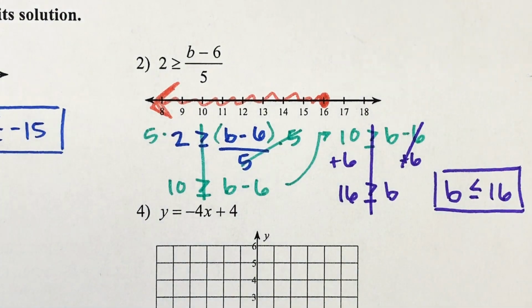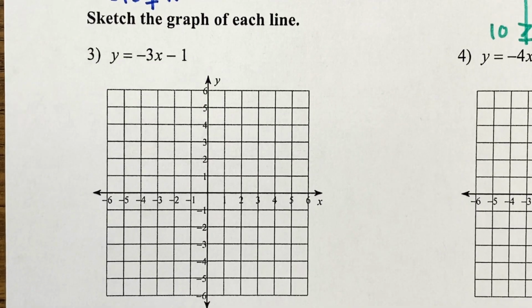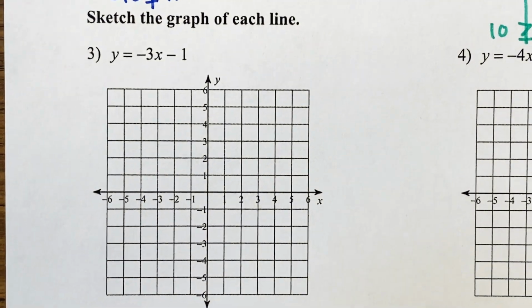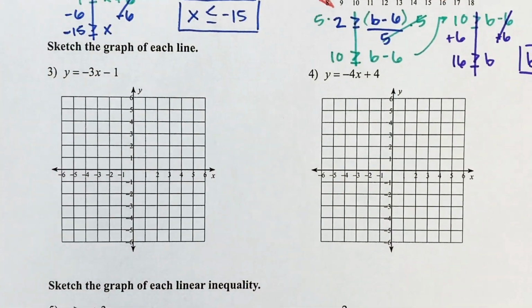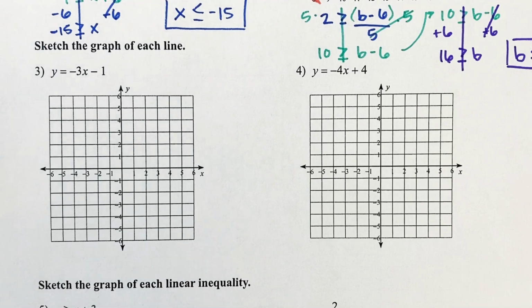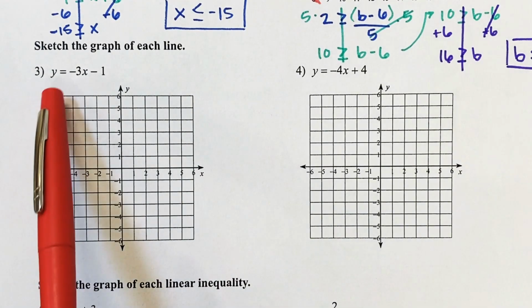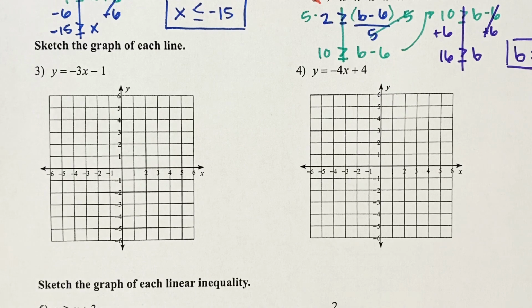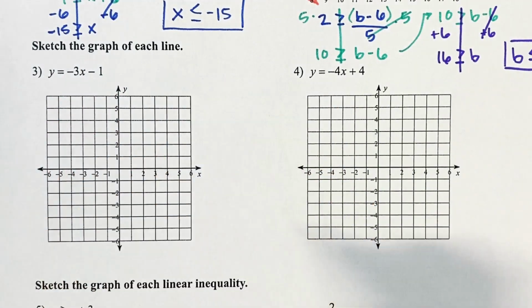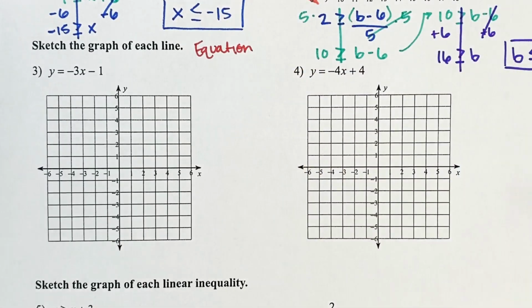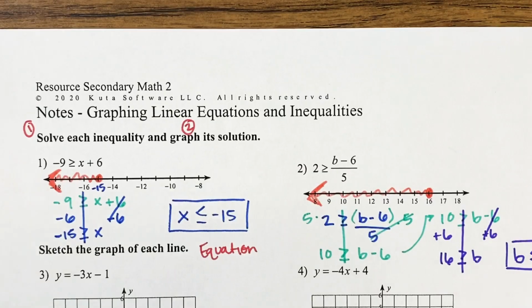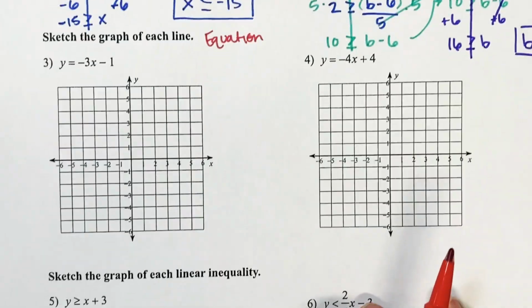Alrighty. Okay, so let's look at number 3. Number 3, we are now sketching the graph of these. But look at the signs in 3 and 4. Are these inequalities or equations? These are equations, right? They have equal signs. So we're going to graph these linear equations. That's what we're doing today, graphing linear equations.